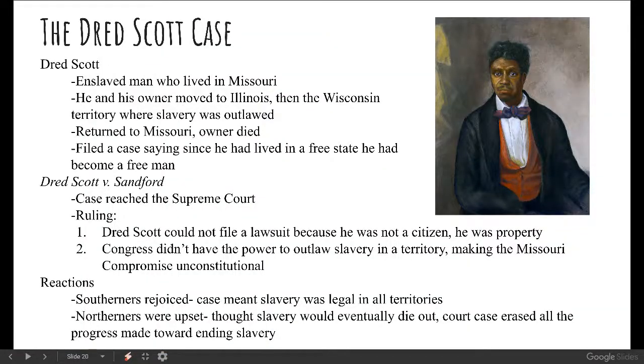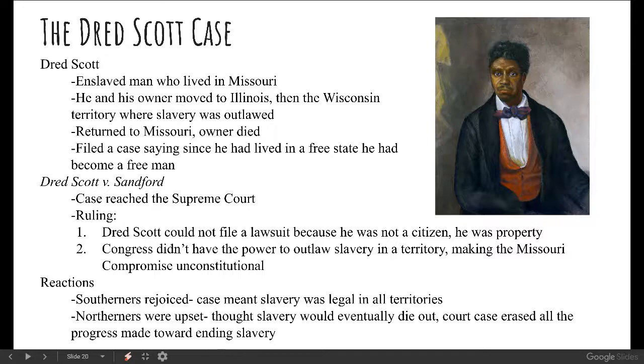Okay. Another step towards civil war is going to come in the form of the Dred Scott case, a Supreme Court case called Dred Scott versus Sanford. Dred Scott was an enslaved man who lived in Missouri. He and his owner eventually moved to Illinois and then Wisconsin, where slavery was outlawed. And so Dred Scott felt that he should have been free after living in those free territories.